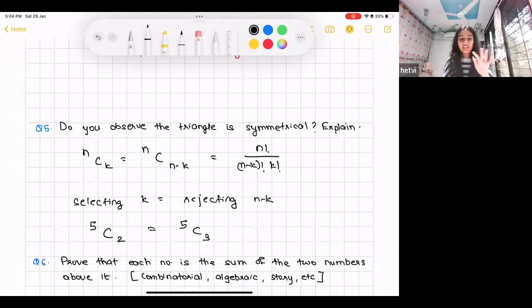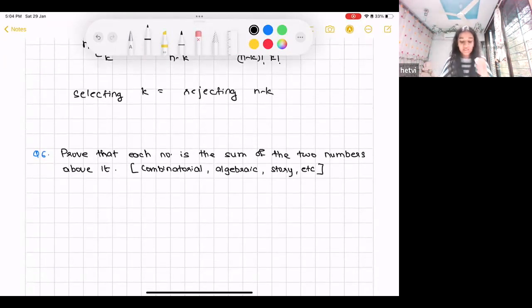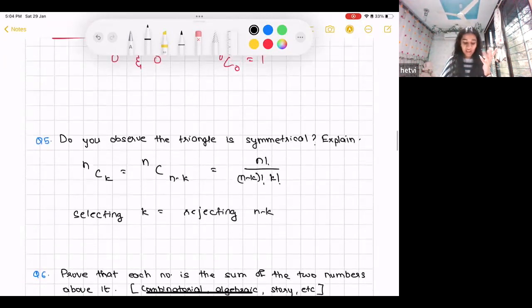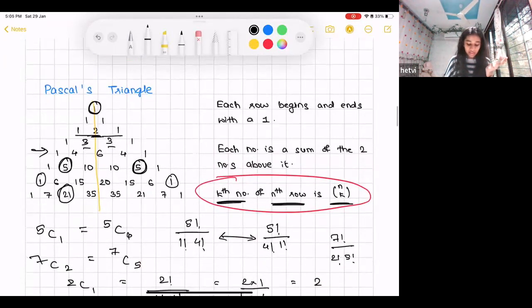Does anybody have any doubts so far? Okay, perfect. We'll move on. Now the next question is, prove that each number is the sum of the 2 numbers above it, which was the idea of how we made the Pascal's triangle. 10 plus 10 gave us 20, or 20 and 15 gave us 35. So now try to prove this again using different methods, combinatorics or make a story.